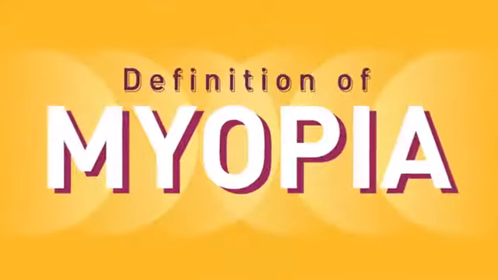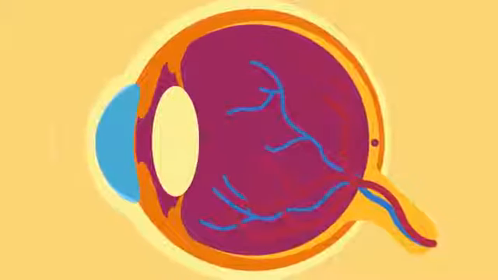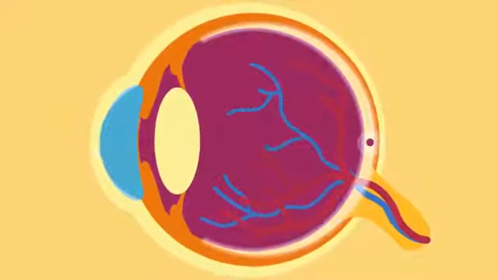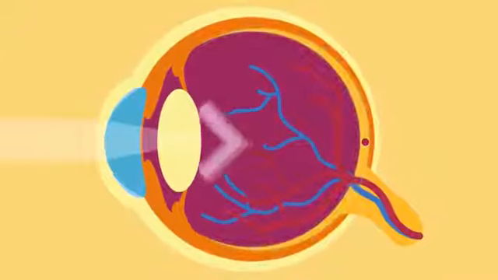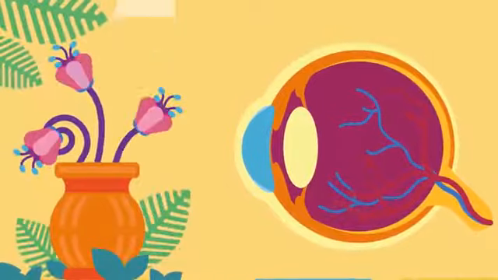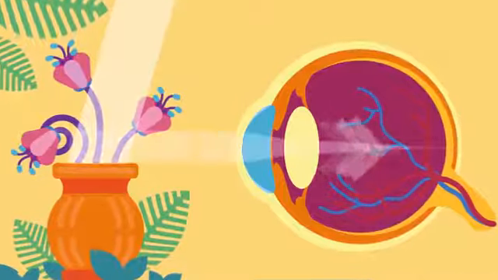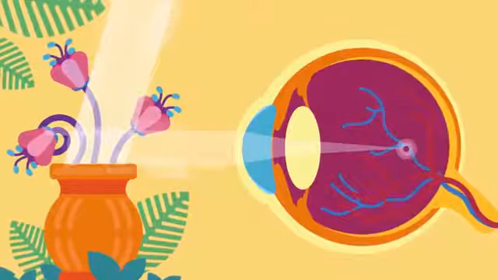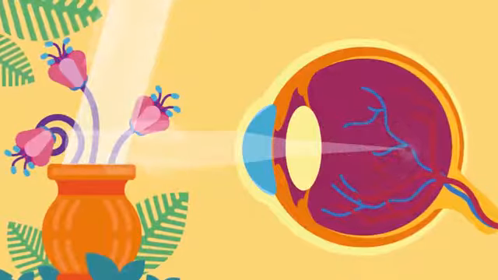Definition of myopia. It is a form of refractive error, the inability to refract, bend, and focus the light rays properly, in which parallel rays of light, i.e. coming from a distant object, after entering the eye, are focused in front of the retina instead of on the retina, with eye muscles at rest.